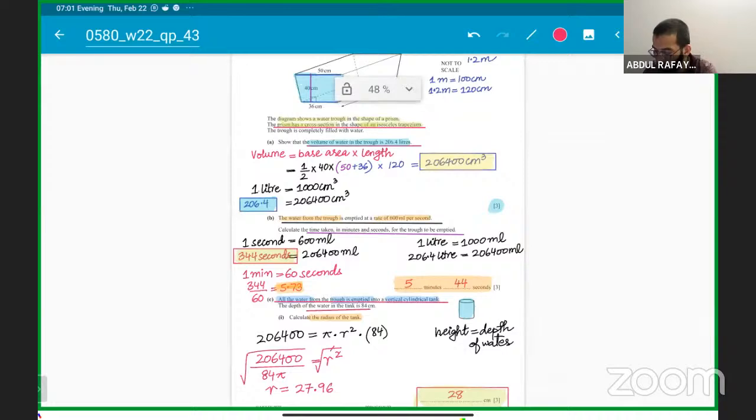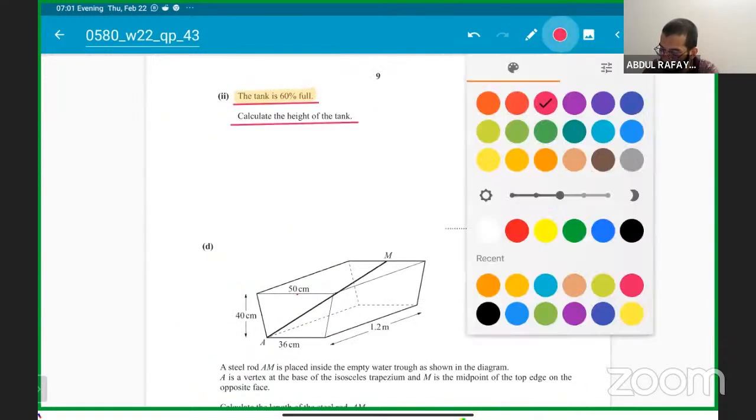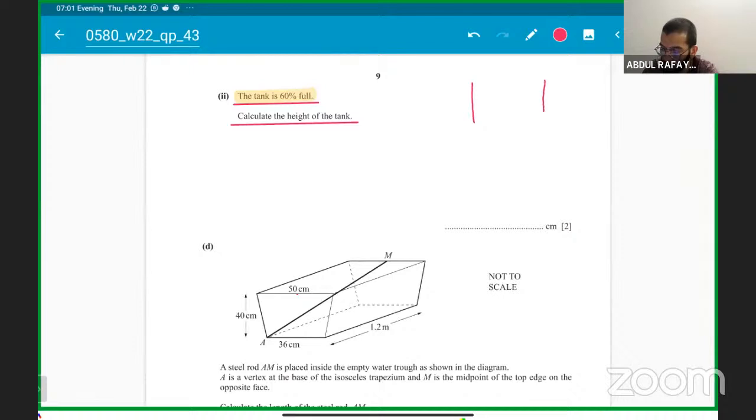So we can work it out by two methods. The easy method is this one, because it is linked with part C. We already know that the depth of the water in the tank is 84. Understanding? So they are in relation. Getting it? The depth of the water and 60% full.